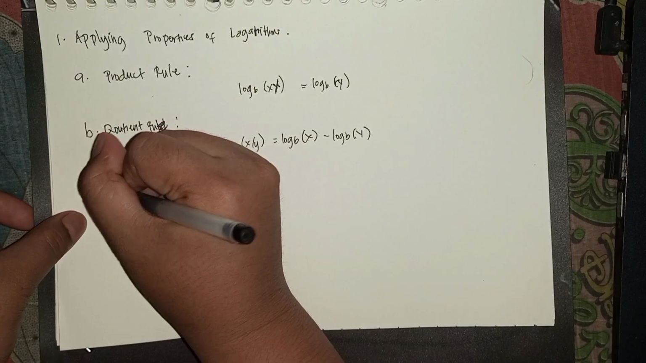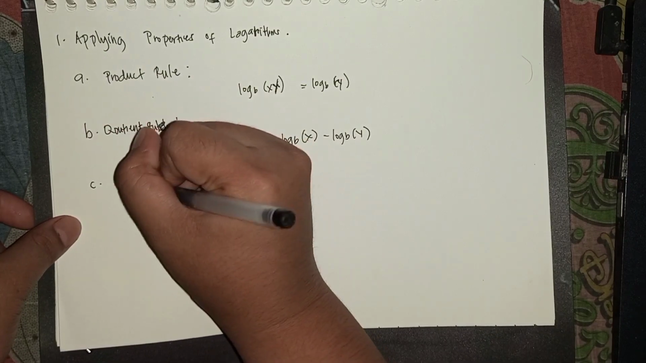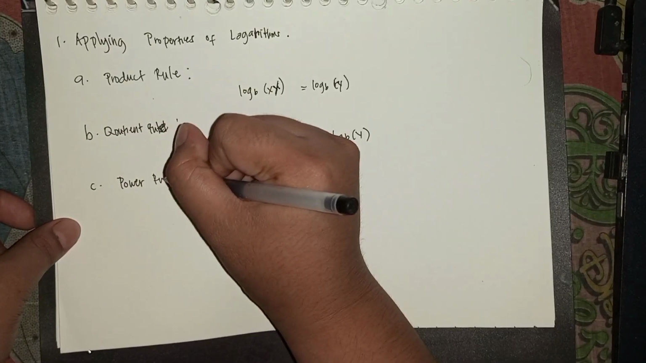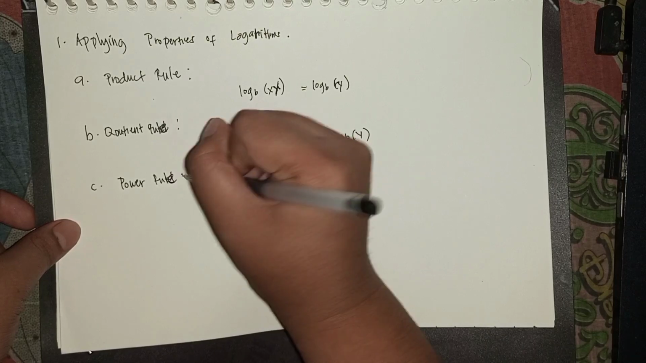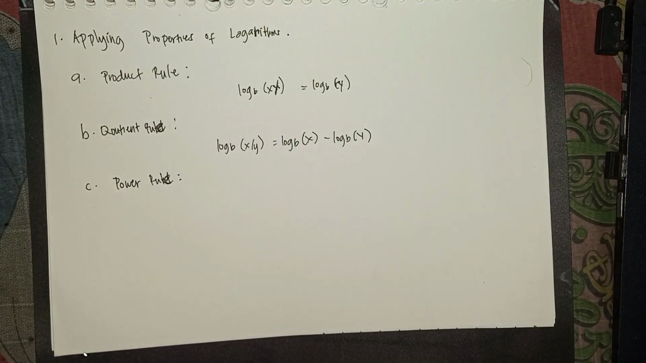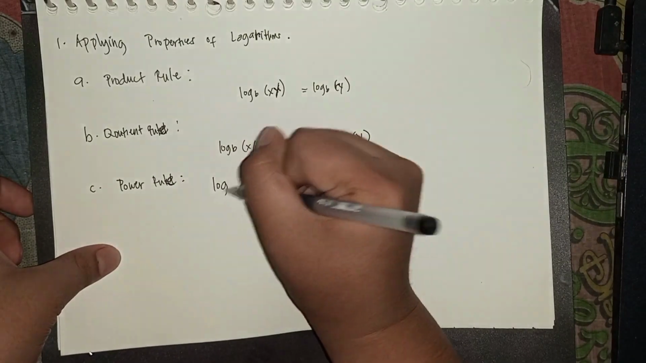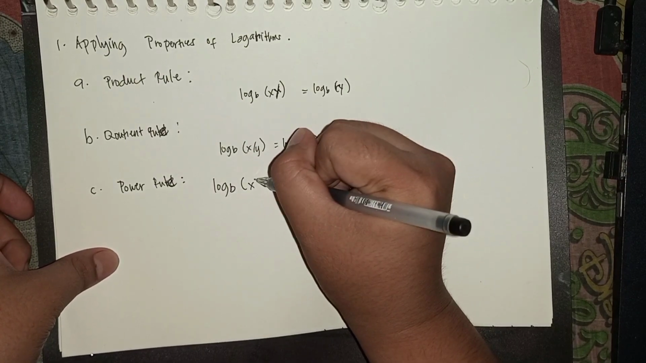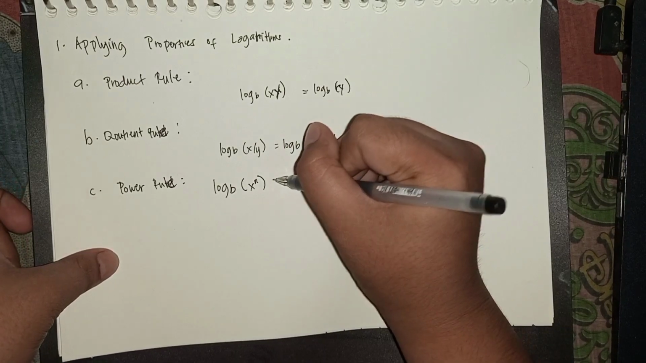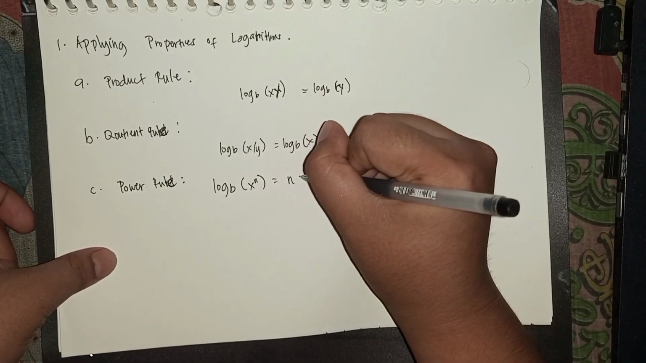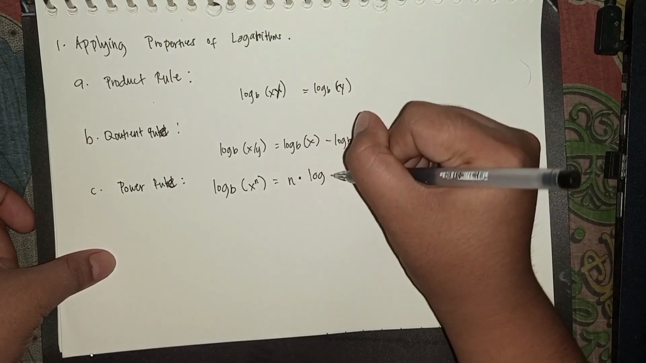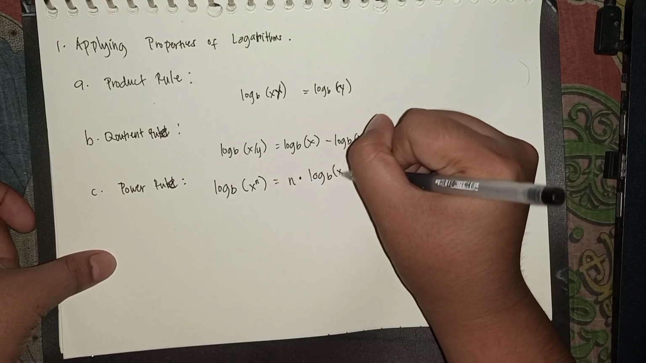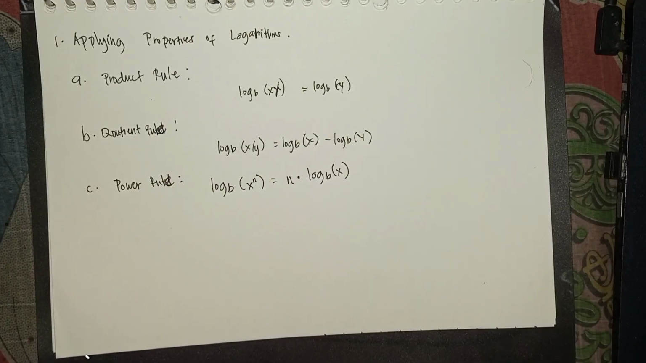Third, we have the power rule. It is simply put as log b of x to the power of n is equal to n multiplied by log b of x. This property allows you to move the exponent of a logarithm to the front as a coefficient.